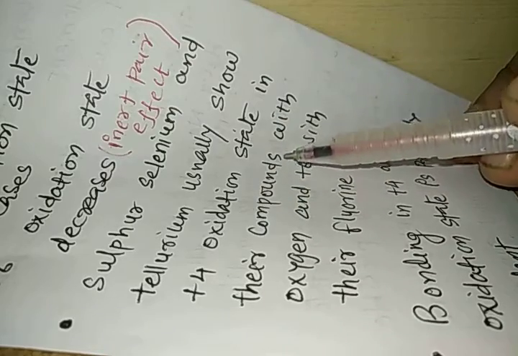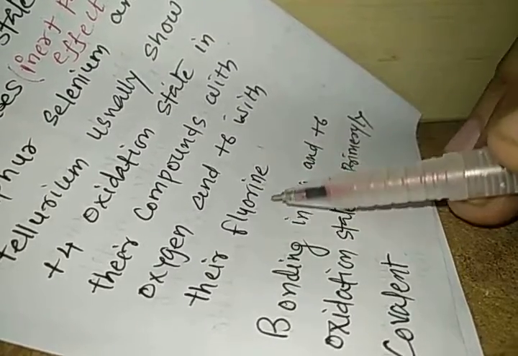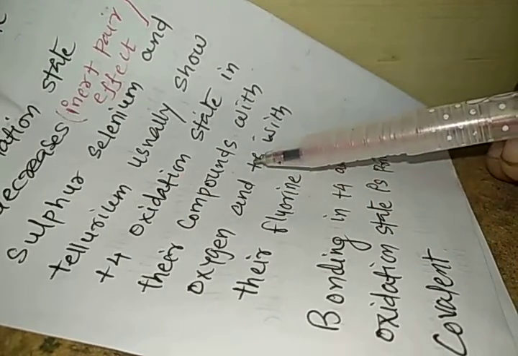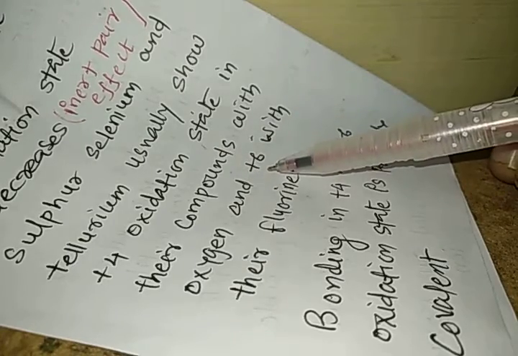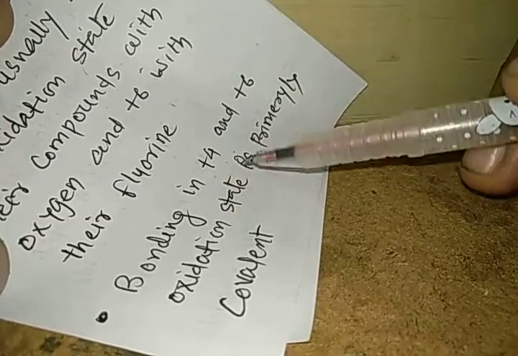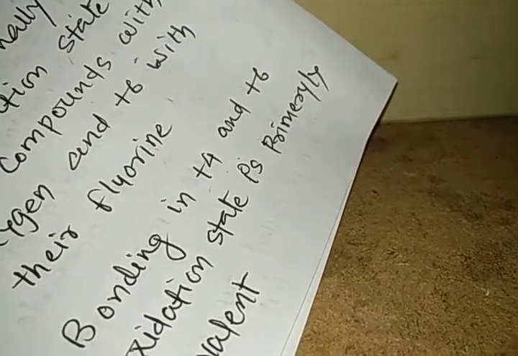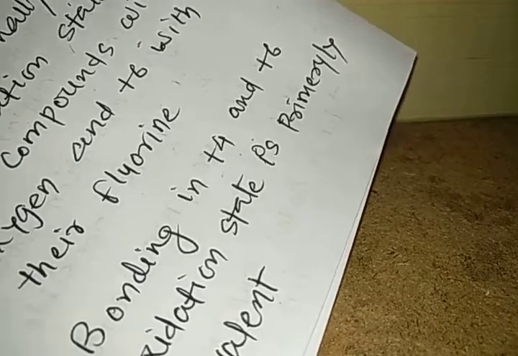Sulfur, selenium, and tellurium usually show the +4 oxidation state in their compounds with oxygen, and the +6 oxidation state in their compounds with fluorine. So in their oxides they show the +4 oxidation state, but in their fluorides they show the +6 oxidation state. Bonding in the +4 and +6 oxidation states is primarily covalent. So compounds formed with +4 and +6 oxidation states generally form covalent bonds.